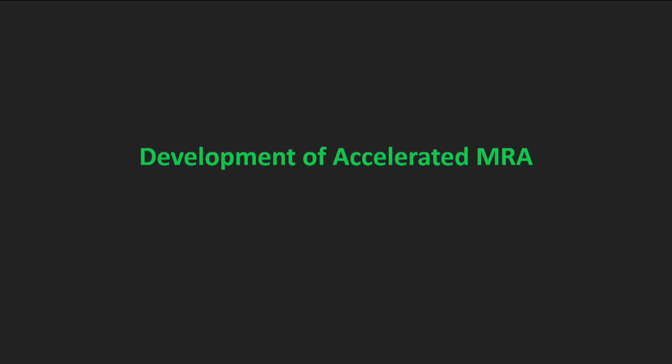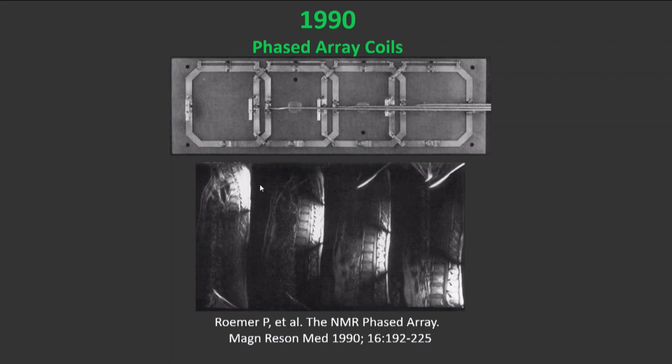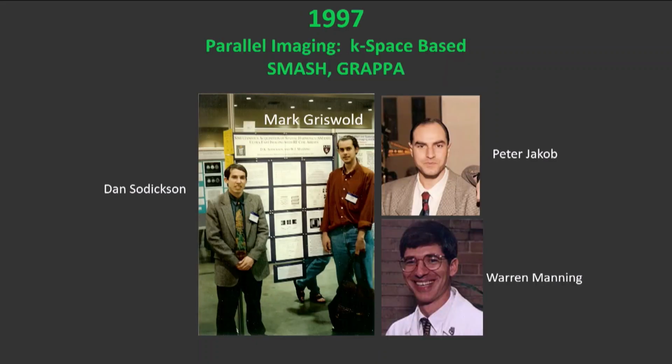Now, none of this current work would be possible without being able to go faster. And we couldn't go faster until Roemer invented the phased array, which was back in 1990. Before that, we just had body coils and standard single element coils, which were fine for the time, but couldn't do much with. But as a result of him inventing phased array coils, Dan Sodickson in 1997 came up with the SMASH technique, which was the first real practical parallel imaging technique.